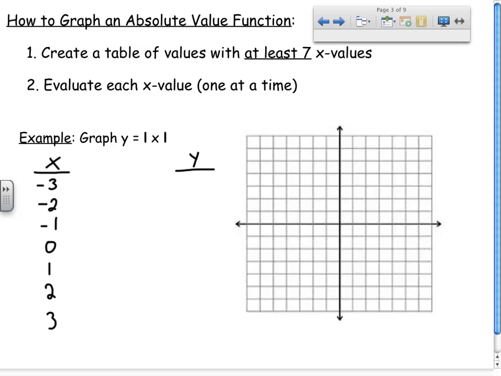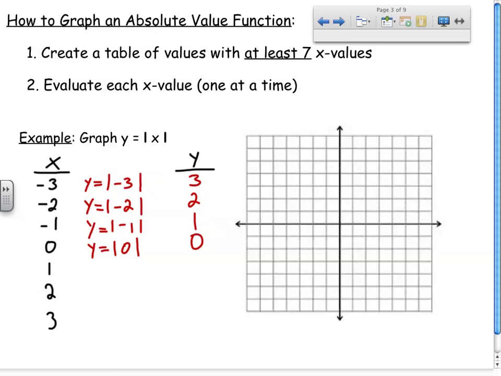Let's start with -3. So if x is -3, the absolute value of -3 gives me my y value, which is 3. So now we do -2. If I take the absolute value of -2, I get 2. If I take the absolute value of -1, I get 1. And then if I take the absolute value of 0, well, 0 doesn't have a distance from itself, so it's 0. So you could see, up until 0, the y is decreasing by 1.